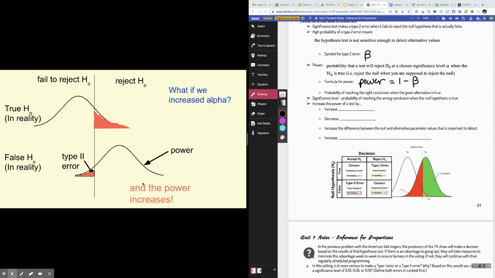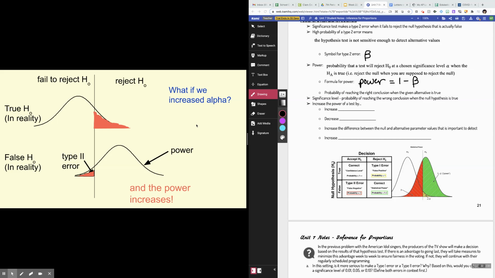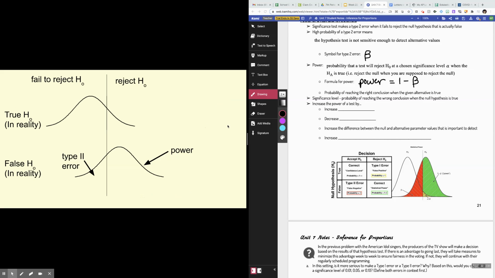So if we're going to lower our type 2 error, then that means our power will increase, because those are also directly connected, right? So if we increase alpha, the power is going to increase also, okay? All right, so here's another scenario for you.